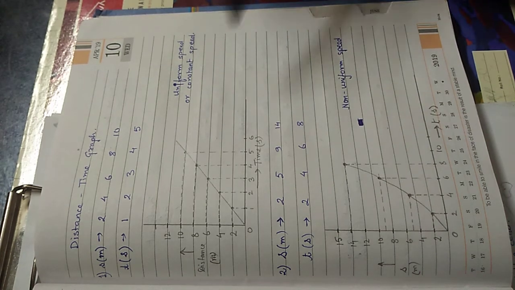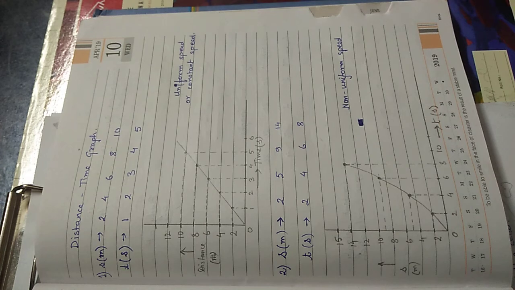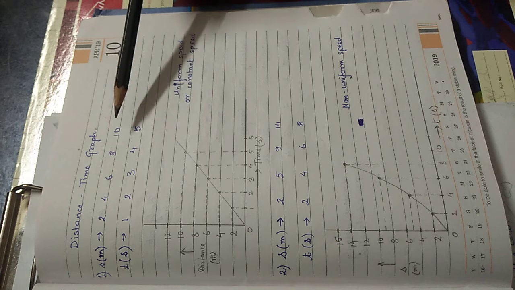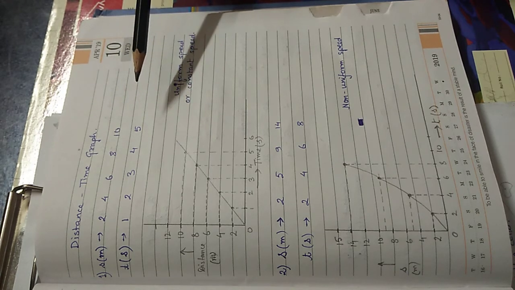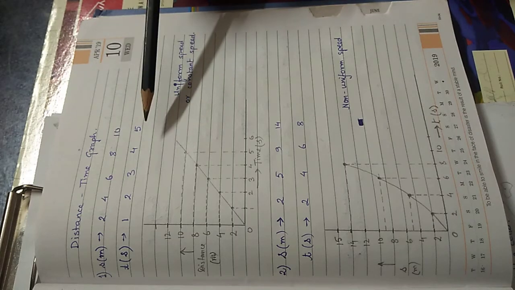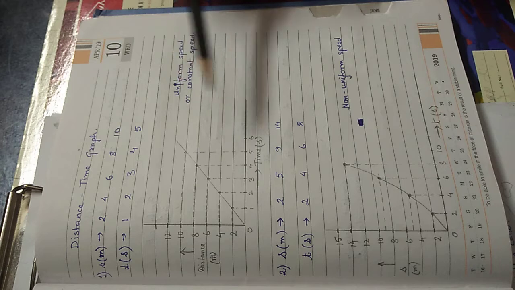Students, in this video I'll be discussing the different types of graphs which are required in the motion chapter for class 9. First we'll be discussing different types of distance-time graph. Now in order to draw a graph, you need some values. So I have taken some values as an example, and based on those examples, we'll draw the graph.